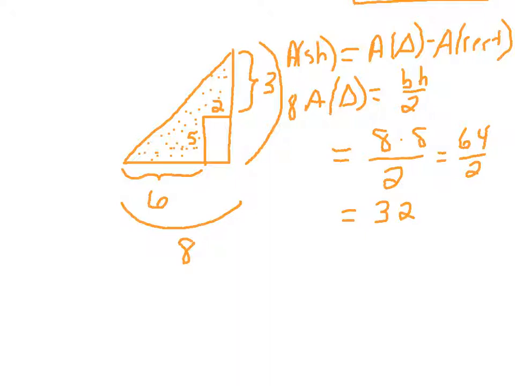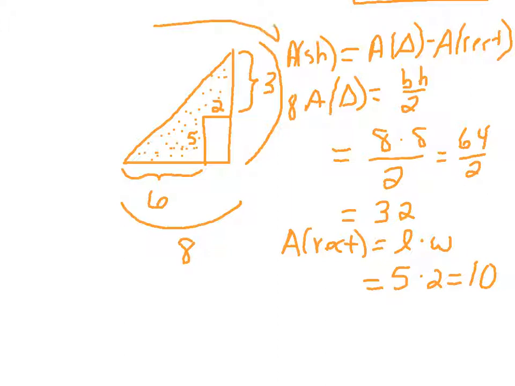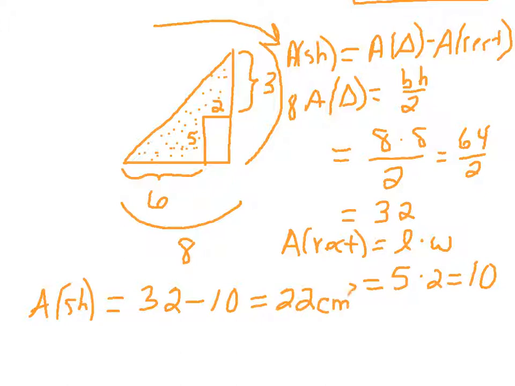For the area of the rectangle, they gave us all the information we need. It's just length times width. Our length, we could say, is 5. Our width is 2. When we multiply them, we'll get 10 units squared. So back to our original equation that we wrote, this one here. For the area of the shaded, it's going to equal area of the triangle, which is 32, minus the area of the rectangle, which is 10. So it'll be 22 centimeters squared.